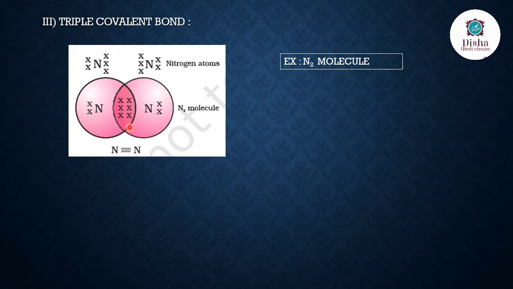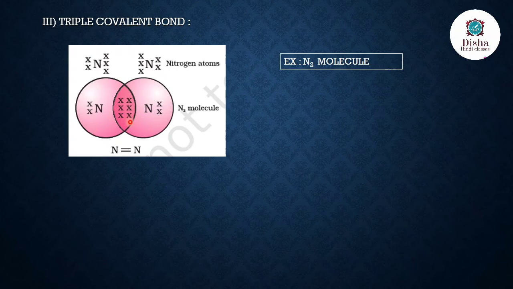Nitrogen has 5 electrons in its outermost layer. It either needs to lose 5 electrons or gain 3 electrons for stability. So the nitrogen atom forms a triple covalent bond with another nitrogen atom by sharing 3 electrons each.